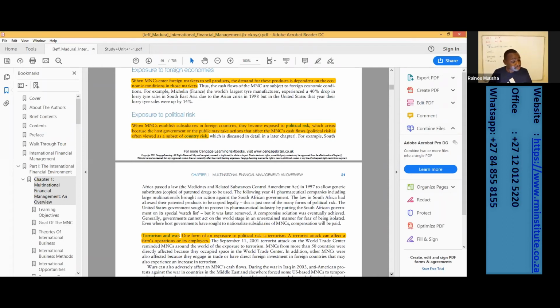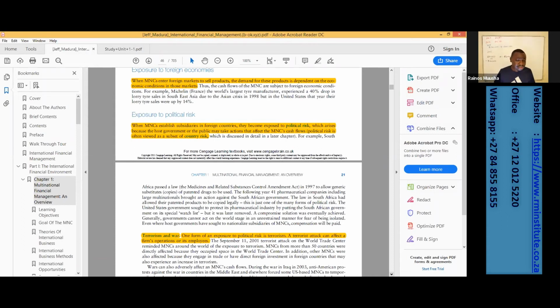And that way, it basically means that the corporation would end up losing 51% of the value of the company there, which means that the owners, the existing shareholders, will end up losing 51% of whatever amount of money they would have invested there. So this means that this is high political exposure.